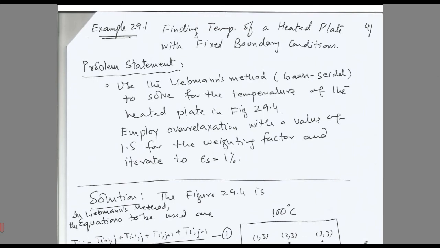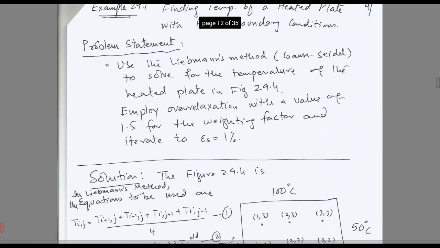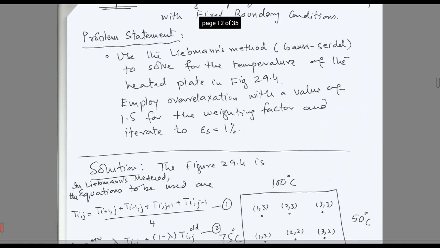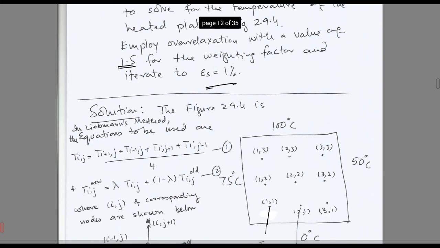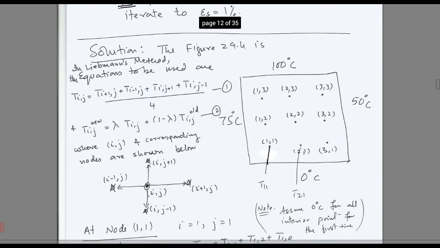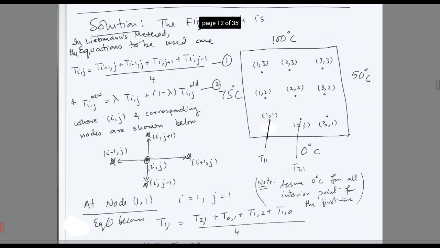We will go through example 29.1 quickly: finding the temperature of a heated plate with fixed boundary conditions. We are going to use the Liebmann method, and it's required that the over-relaxation operator, the weighting factor, is 1.5, and we need to iterate until the error criterion of epsilon s equals 1% is met, but we will do it for only a few iterations, because it's better to do it with a computer.